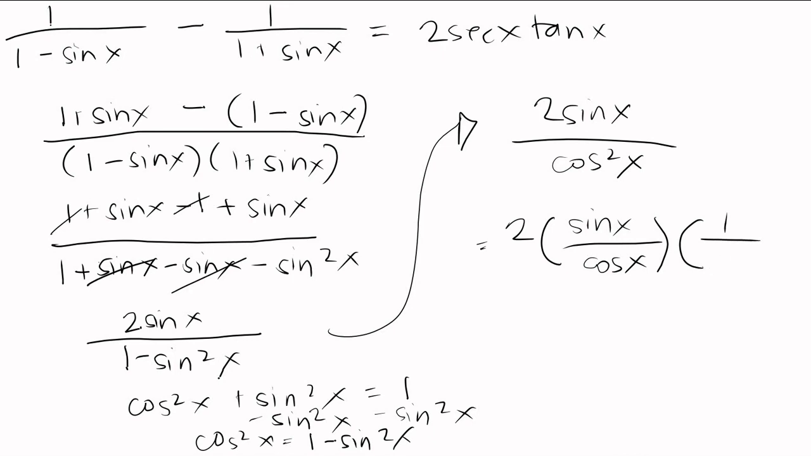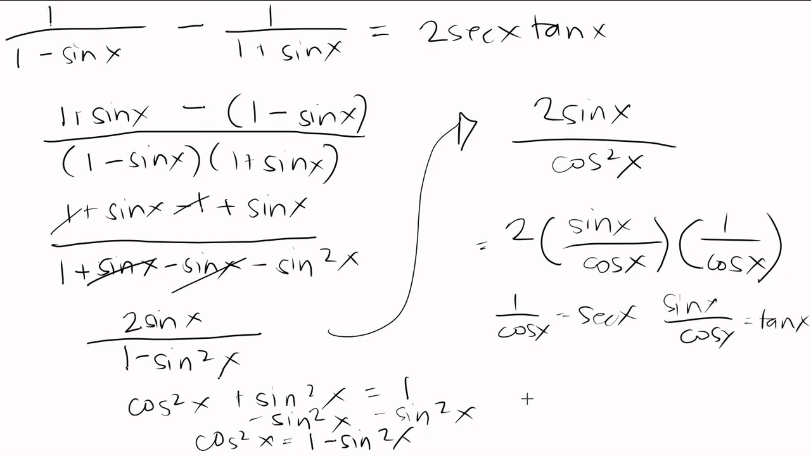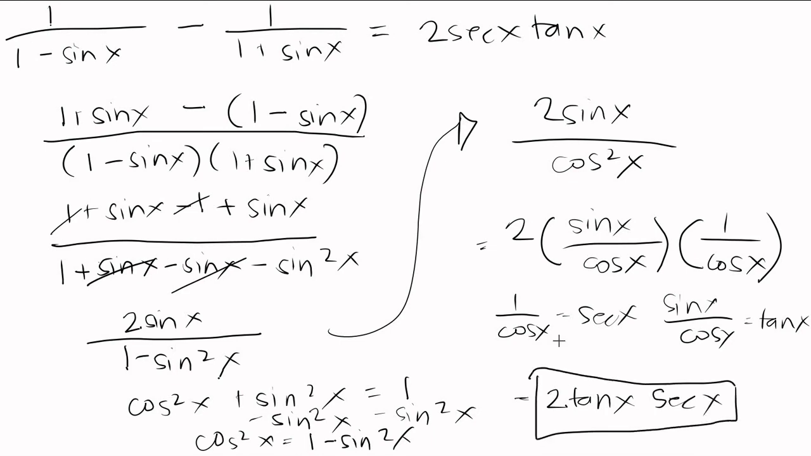So we know that 1 over cosine x is equal to secant x. And then tangent x is equal to sine x over cosine x because of the quotient identity. That means that our answer is 2 tangent x secant x, and that's what we're trying to prove. So now we have proven that this function is equal to 2 secant x tangent x.